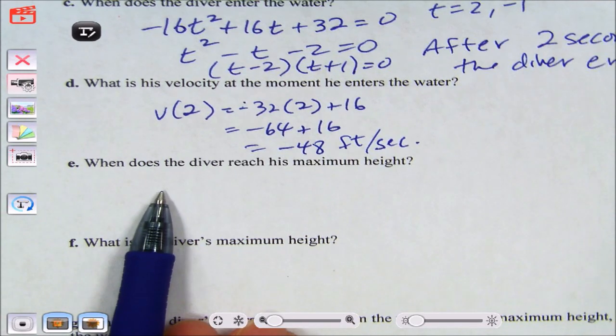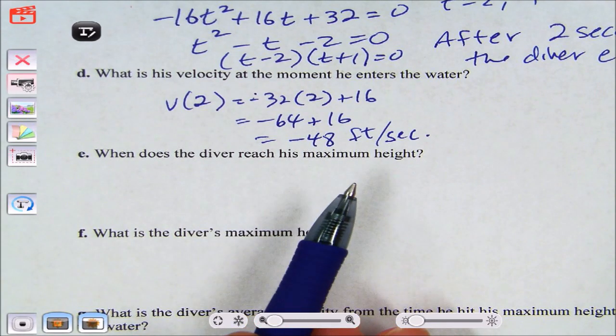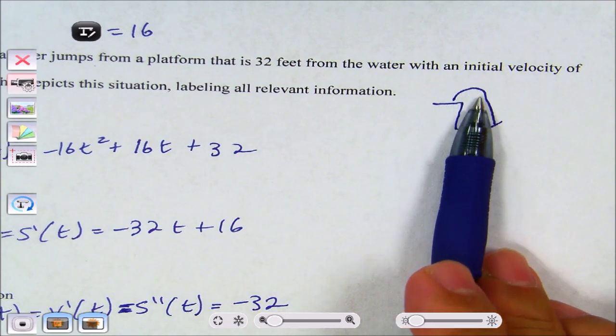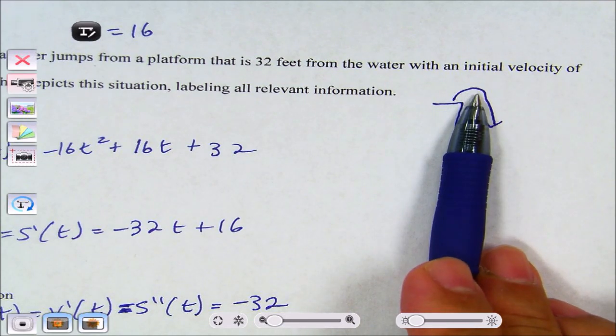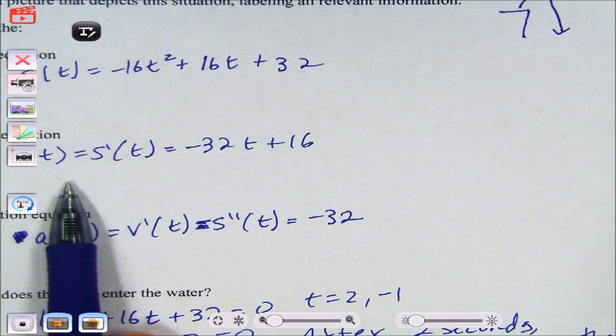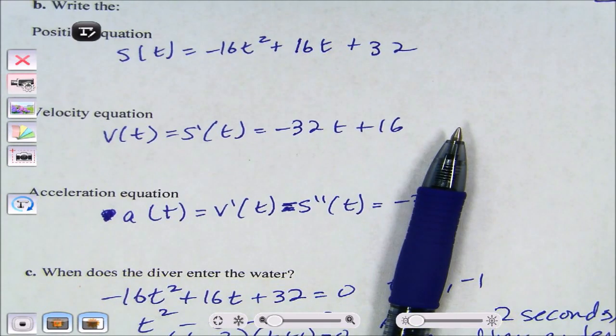Part E. When does the diver reach his maximum height? Now, going back to my diagram, he reaches the maximum height at the vertex of the parabola. So that means we need to know when the derivative is equal to 0. In other words, when is velocity equal to 0? He's going up, and then for just that one moment in time, his velocity is 0.